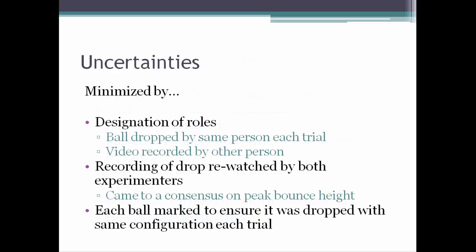In order to minimize our uncertainties, we made sure to designate each of the roles. So we made sure the ball was dropped by the same person in each trial, and the video was recorded by the other person. Also, the recording of each drop was rewatched by both experimenters. We then both came to a consensus on what the peak bounce height was. Finally, each ball was marked to ensure it was dropped with the same configuration in each trial.